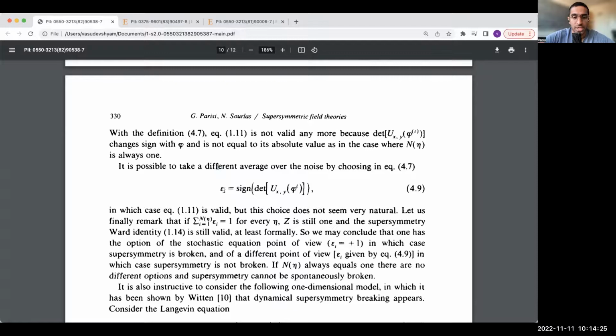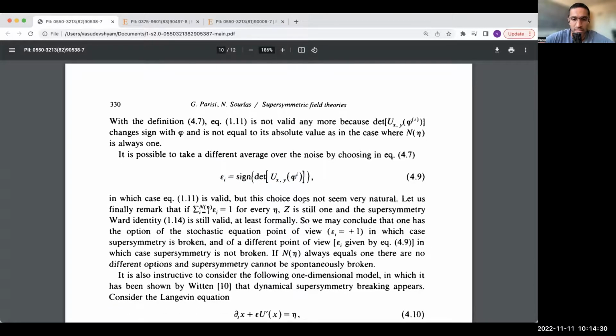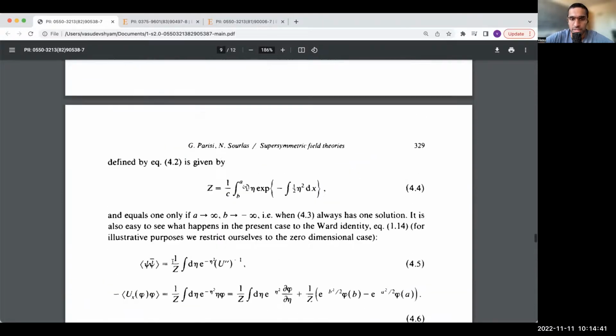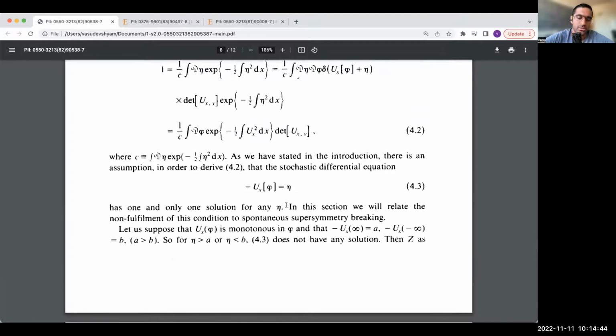You could always change the average by making this substitution, in which case you could not break it, but then they're saying, well, the only way is if you have n of eta always equal 1, then there are no options, and so supersymmetry cannot be spontaneously broken in that case. And then you can look at the case where this equation has no solution. So one such situation is when you have u at plus infinity equals a, u at minus infinity, the gradient of u, equals b, and the gradient itself is monotonous in phi. And so for eta greater than a or less than b, there are no solutions.